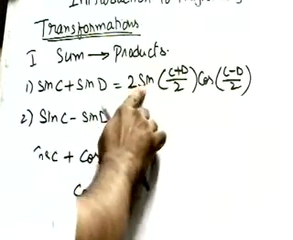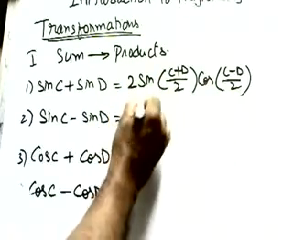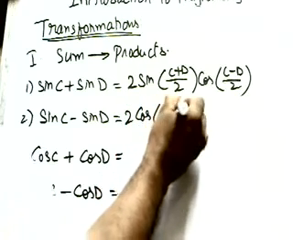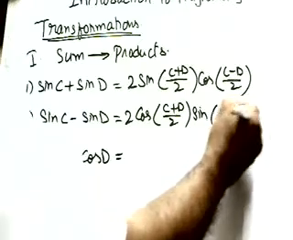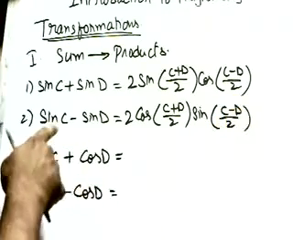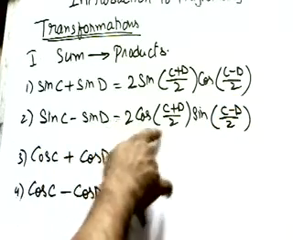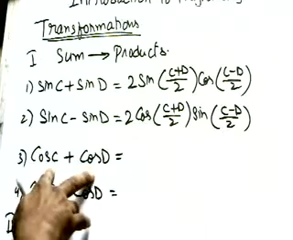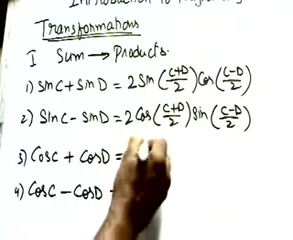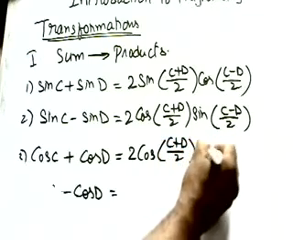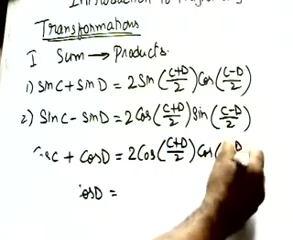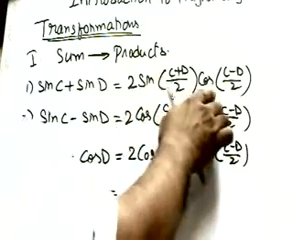In the same way, sin C minus sin D means only this will become cos, this will become sin, like this: 2 cos (C plus D)/2 sin (C minus D)/2. So sin C minus sin D is 2 cos (C plus D)/2 sin (C minus D)/2. Now for cos, if you have plus, both will be cos: 2 cos (C plus D)/2 cos (C minus D)/2.